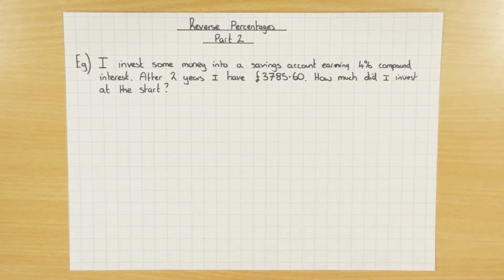Hi guys, this video is to do with reverse percentages, but what happens if it's more than 1 year? So this is a video that's just been requested, so hopefully this helps clarify how to do that.